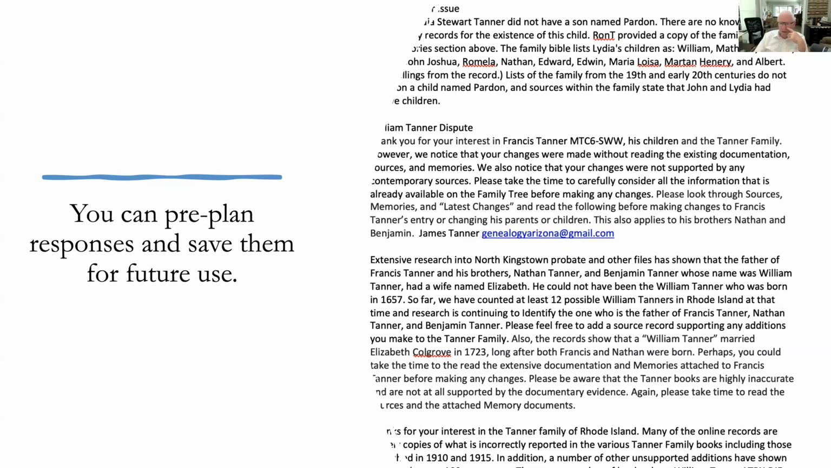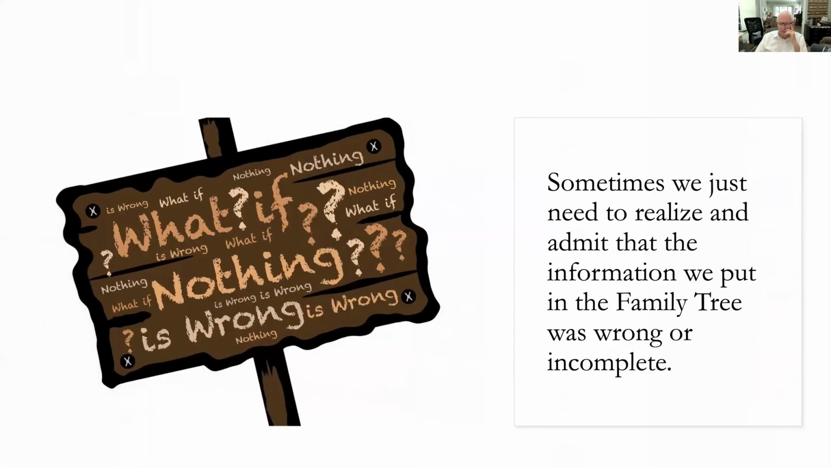And that may not be a happy situation for a while, but you need to also remember to be kind, as I quoted from Proverbs, because a kind answer turns away wrath. If you explain very carefully what's been done and don't accuse people of being stupid or use any kind of loaded words, then you're probably going to get along. And sometimes we just need to realize and admit that what we put in the family tree was incomplete or wrong.